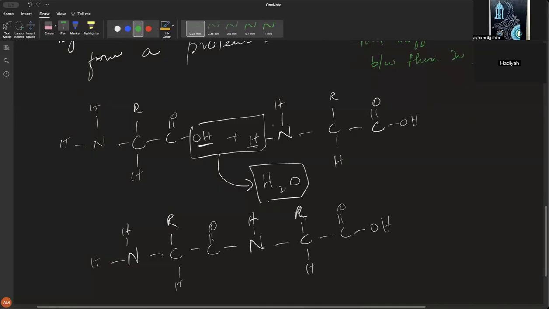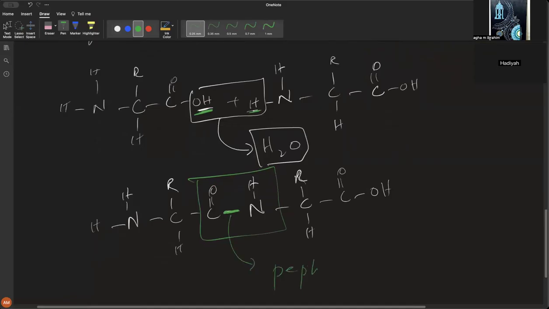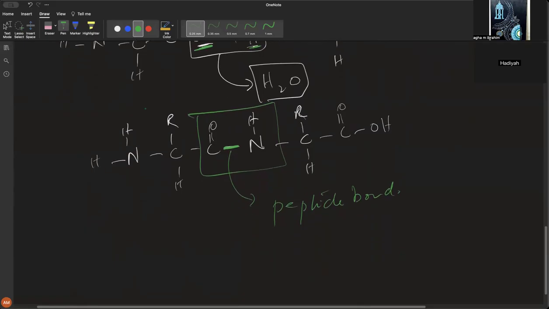So the hydrogen of the amine group and the OH of the acid group join together and form water, and this is the bond that they make. This bond is called a peptide bond. And that is the reason proteins are also called polypeptides. Why? A protein molecule has many peptide bonds in it. Is it making sense? Did you understand?